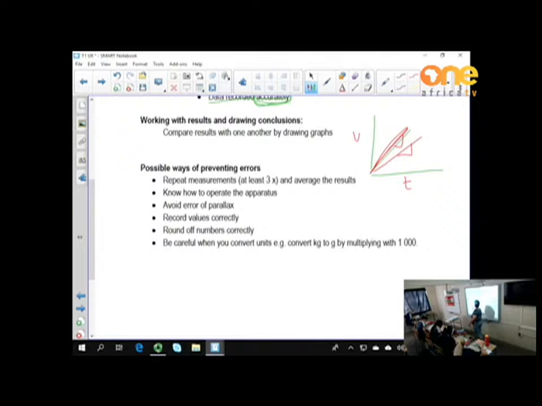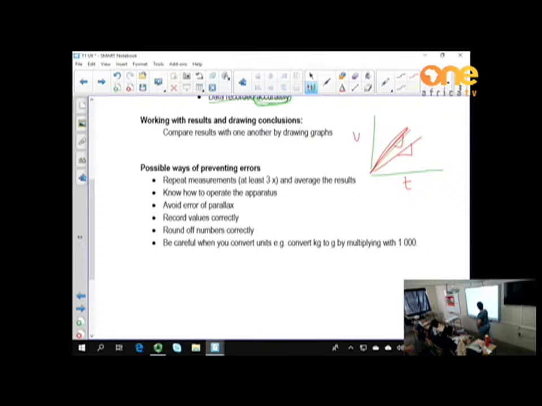Possible ways of preventing errors. People, it's common sense. Why do I list them like this? One of these papers that you have to write exams on is a so-called alternative to practical. They give you a practical all in words with pictures and ask you, what could you do to this practical to make it more accurate? So now you have to look at which of these things would fit onto that practical. Okay, what can we do? It's just general.